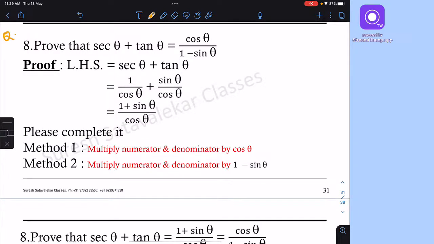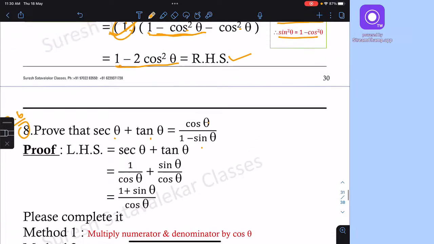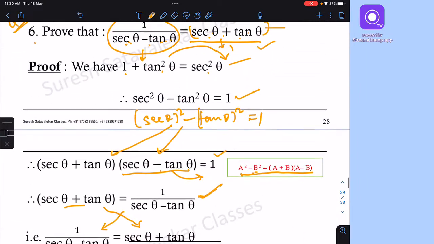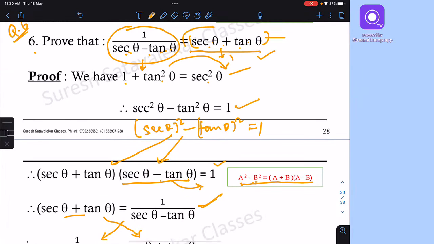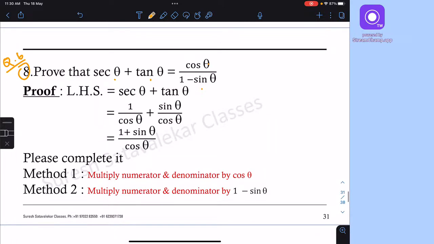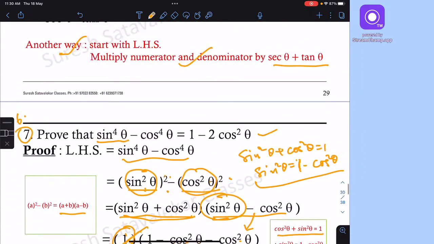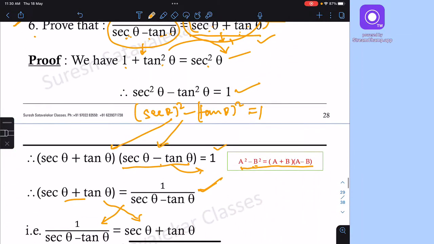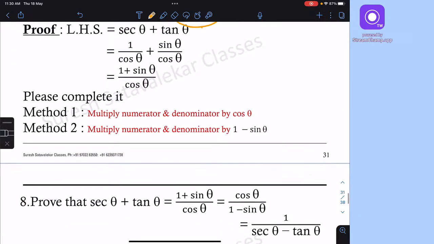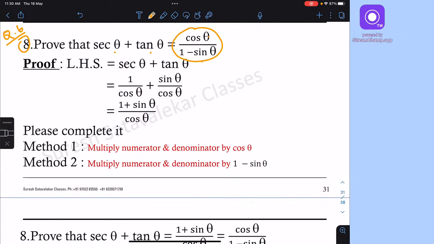Question number 6, sub-question number 8. Prove that sec theta plus tan theta is equal to cos theta upon 1 minus sin theta. This is what I was telling you before. If you start from the right hand side, you may simplify it to get cos theta upon 1 minus sin theta. And if you simplify this left hand side, you may get something like that, and then you have to show that they are equal. That is also another way of proving this.